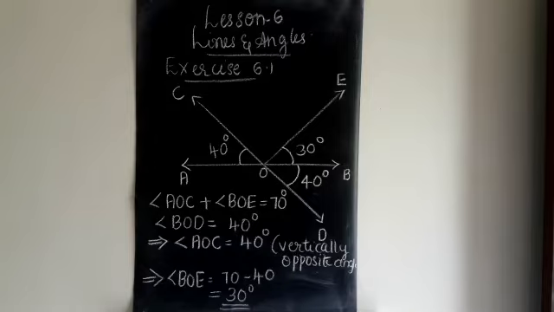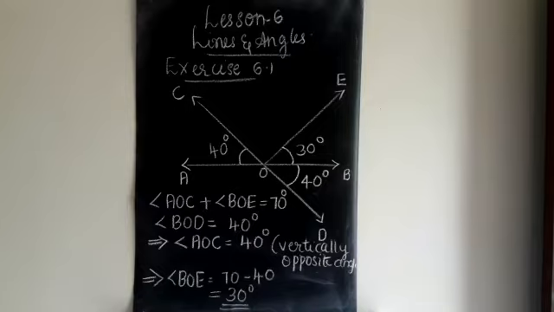Once again, in the figure it is given that angle BOD is equal to 40 degrees. Therefore, angle AOC is also equal to 40 degrees. Reason, because they are vertically opposite angles. But it is given that the sum of AOC and BOE is 70 degrees. So angle BOE will be equal to 70 minus 40, that is equal to 30. So the first question is over.